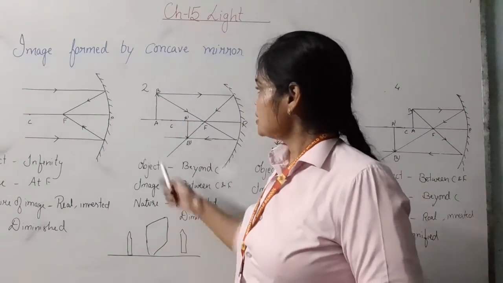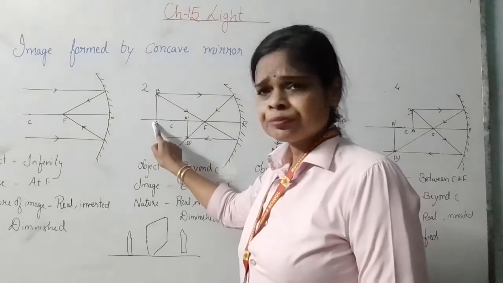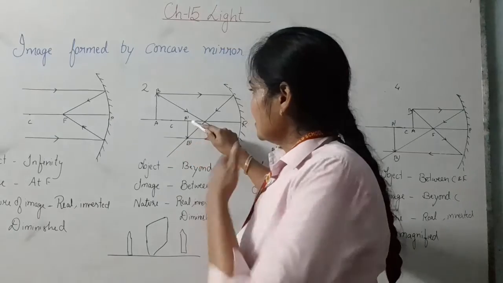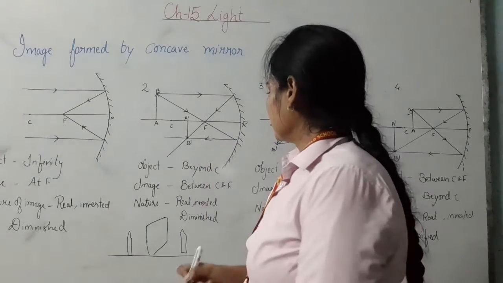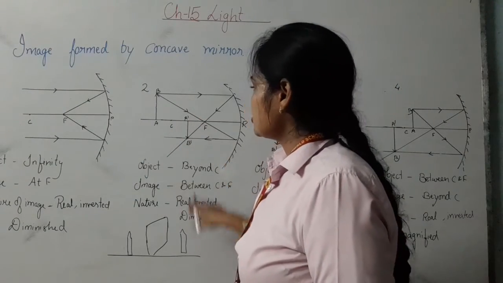The second one is if the object is placed beyond C. If the object is placed beyond C, see the size of the object, and this is the image. The image is always formed between C and F, and the size of the image is diminished.